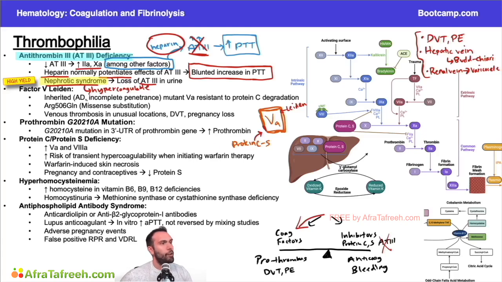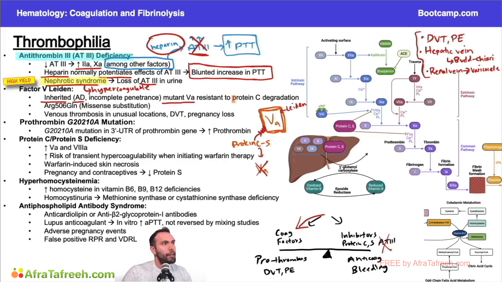If it didn't have that armor, protein C and S could target this factor 5A and destroy or inactivate it. But when it has this armor, it can't do that. That's what's happening here. So you have this resistant factor 5A. Now, the interesting thing is it's inherited and autosomal dominant, but there's incomplete penetrance. Again, it's a mutant 5A that's resistant to protein C degradation.